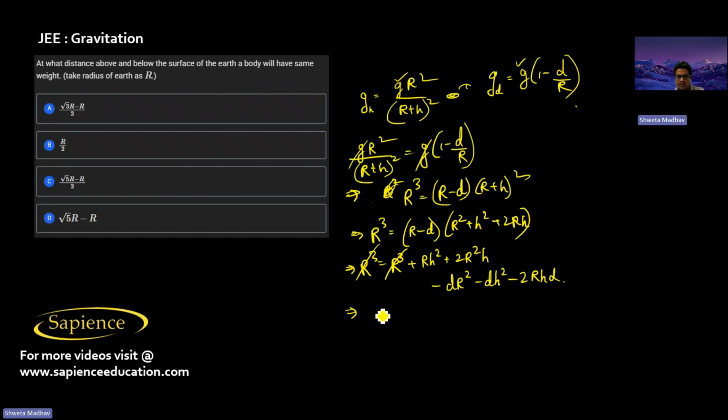So we can say that 2h minus d into R square minus 2Rhd plus R minus d h square is equal to 0.